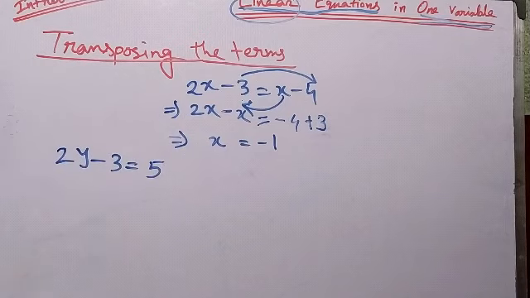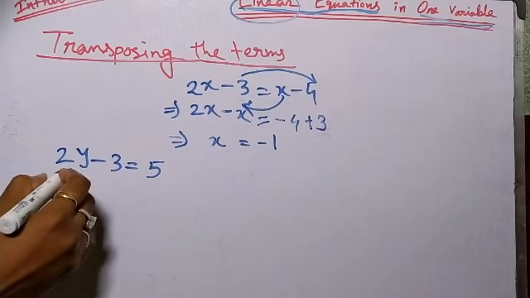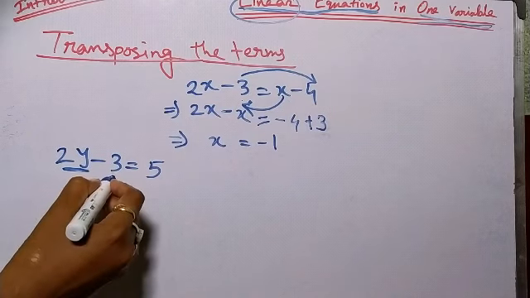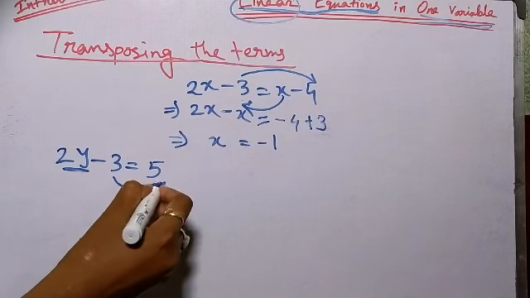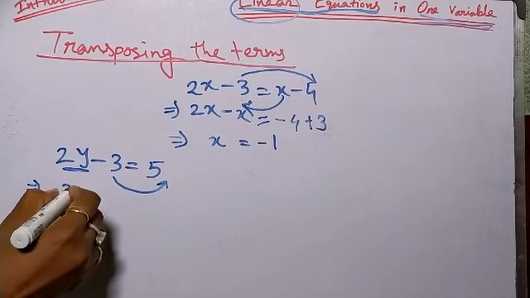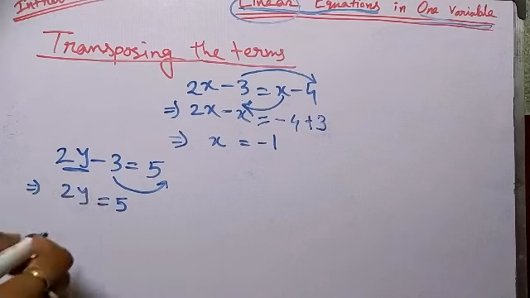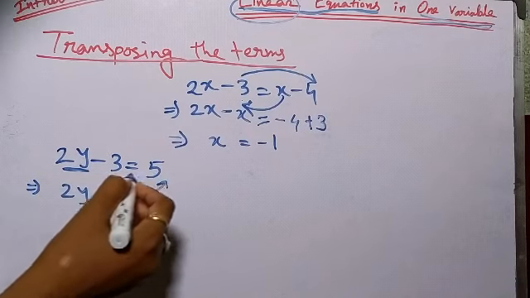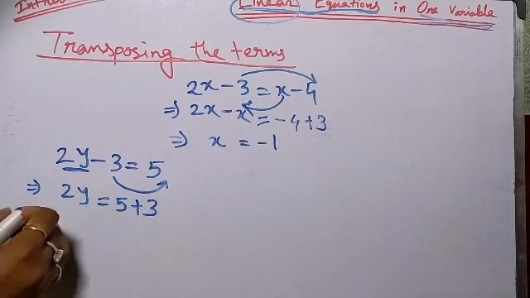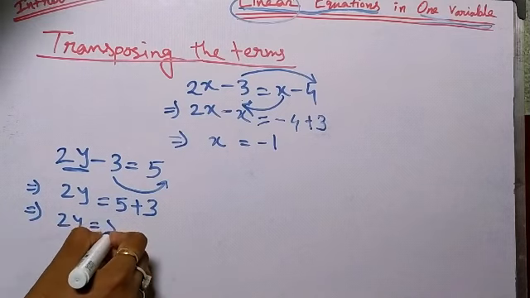Suppose another example, 2y minus 3 equal to 5. Now here only one variable term is given. Then we have to transfer this constant term to this side by changing the sign. That means 2y will be here in this left hand side and 5 will be in the right hand side, and this 3 will go to this side by changing the sign. That means it will be plus 3. So next step will be 5 plus 3, that means 8.